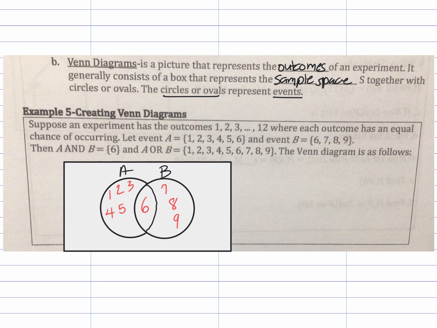And so these are still outcomes because they're inside the rectangle, but they are not part of event A or B. And that's it.